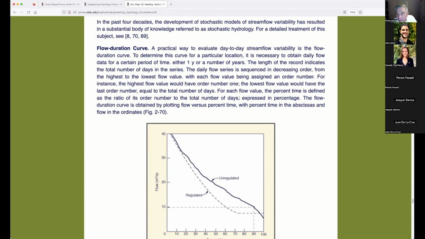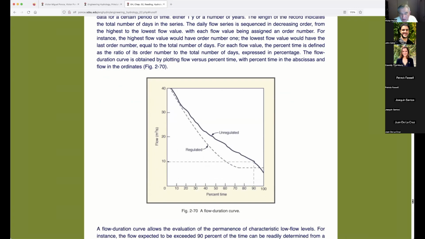It is a curve that serves the purpose of comparing, when you regulate a stream, regulated versus unregulated flow, and there's variability at the end of the 90%. So it's a somewhat statistical way of looking at the permanence, exactly, that's the word, permanence of a certain flow level, percent of the time.